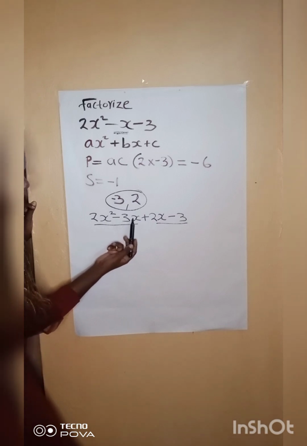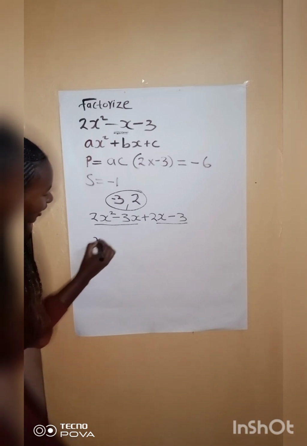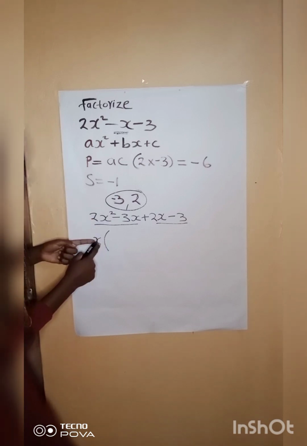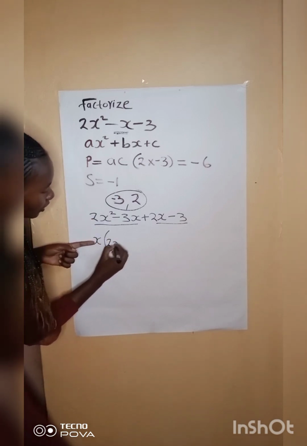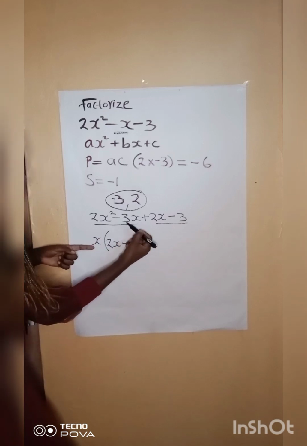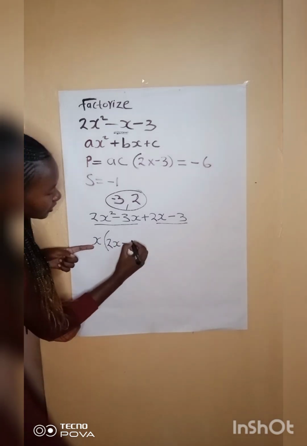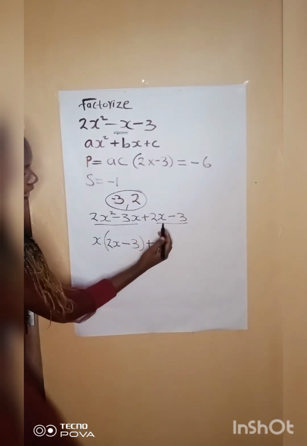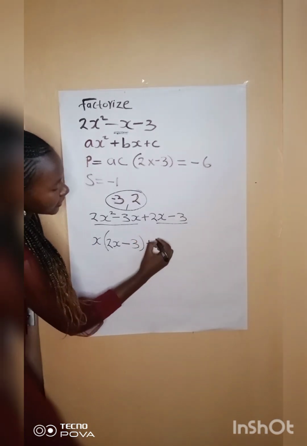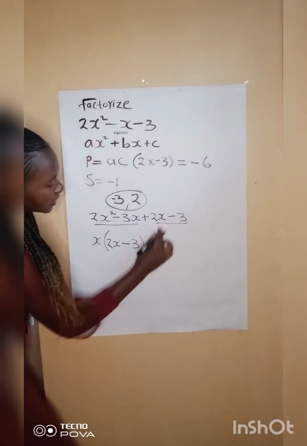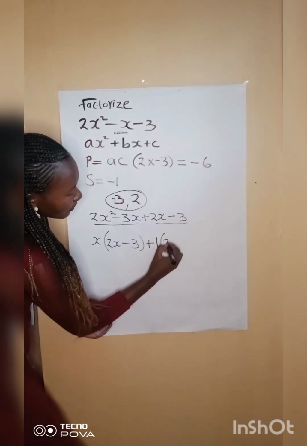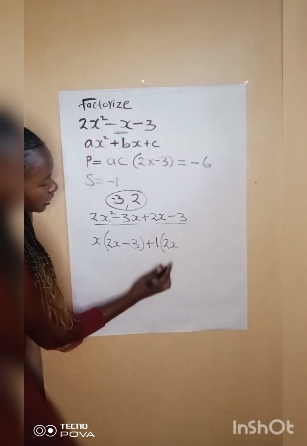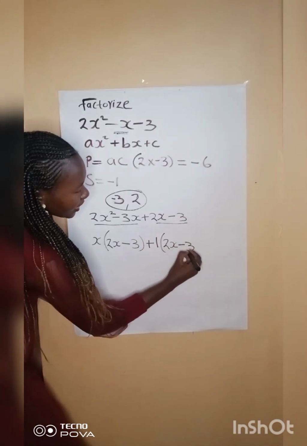So the common factor here is x. So I write x outside the bracket. Then we have 2x squared divided by x, I'm going to have 2x. Then minus 3x divided by x, I get 3. And then we have plus here. The common factor here is just 1. And then 2x divided by 1, we get 2x. And then we have negative 3 divided by positive 1, I get negative 3.